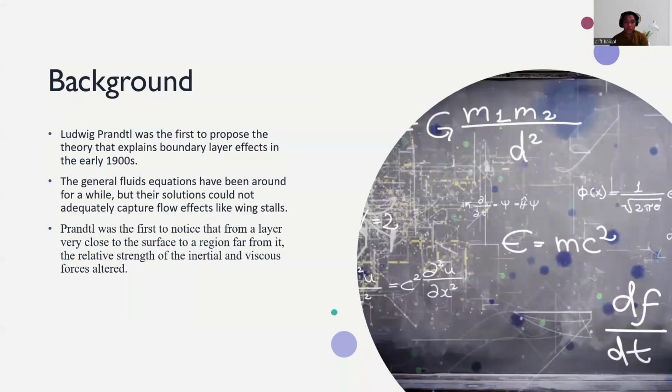For the background, Ludwig Prandtl was the first to propose the theory that explains boundary layer effects in the early 1900s. The general fluid equations have been around for a while, but their solutions could not adequately capture flow effects like wing stalls. Prandtl was the first to notice that from a layer very close to the surface to a region far from it, the relative strength of the inertial and viscous forces altered.